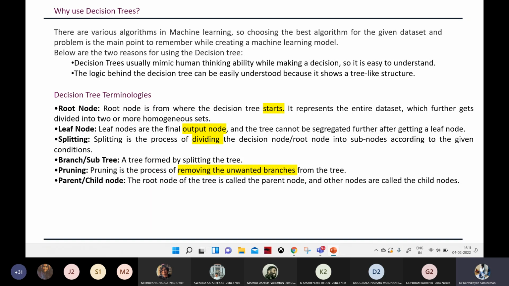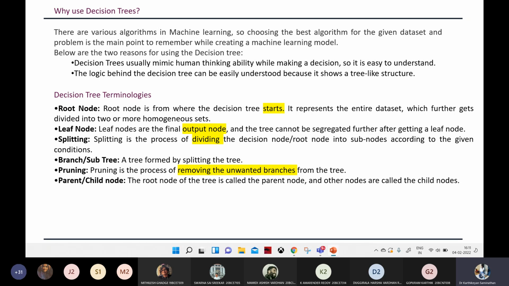Again, the subtree is, as you know, that there is a parent. The node which has no parent is called the root. The node which has a parent is a subtree. So pruning is generally a process in decision tree. We use this pruning process in order to remove the unwanted branches, right?